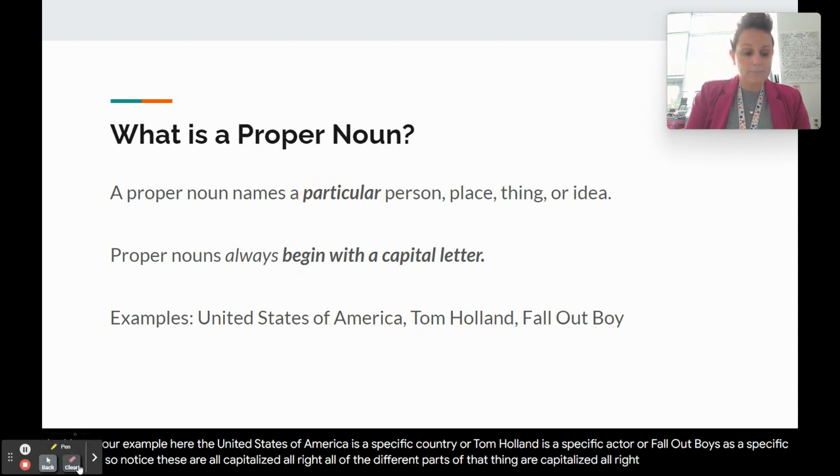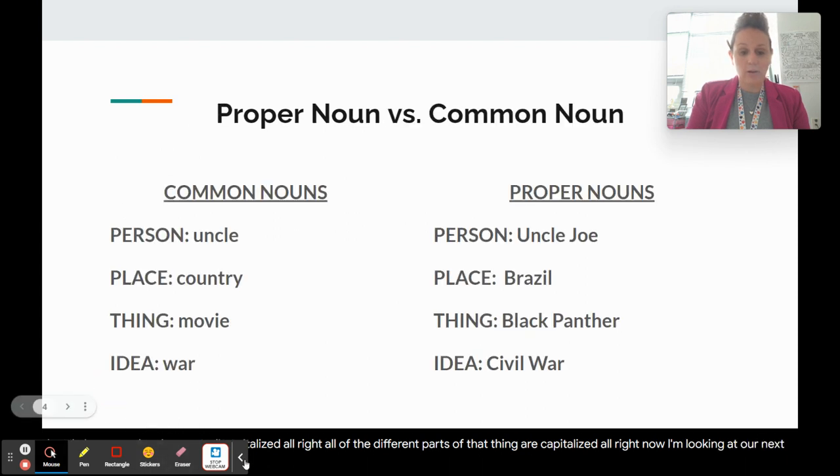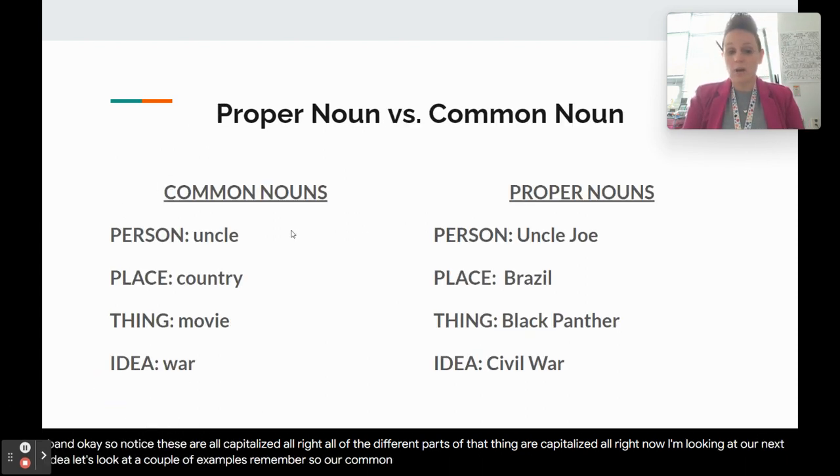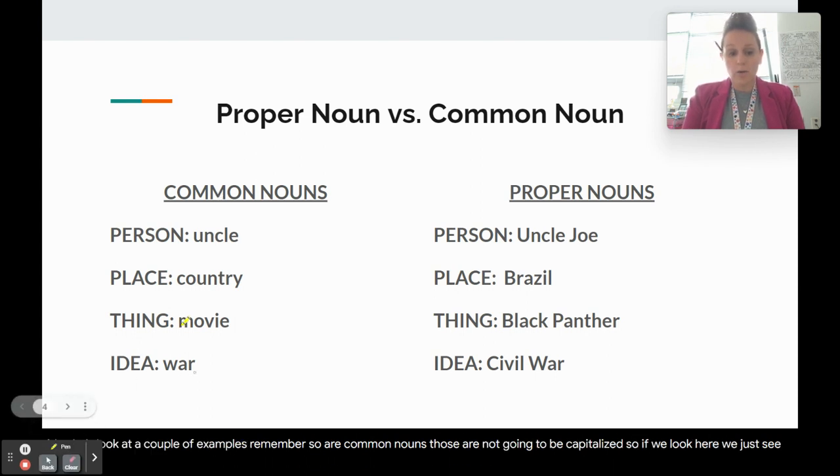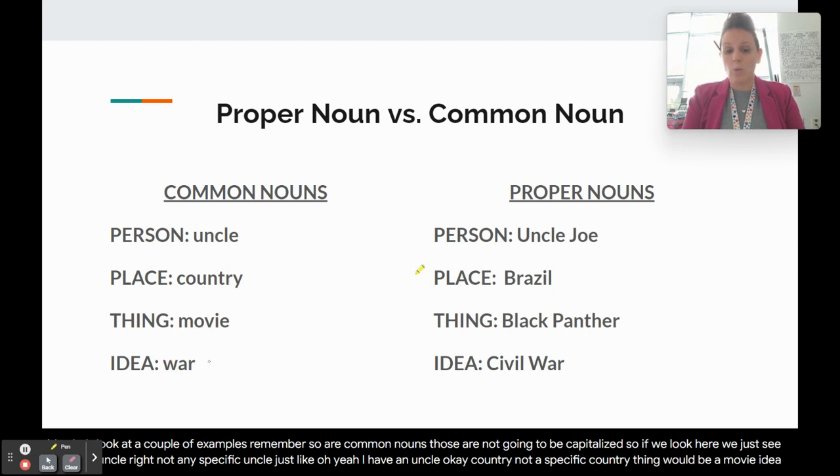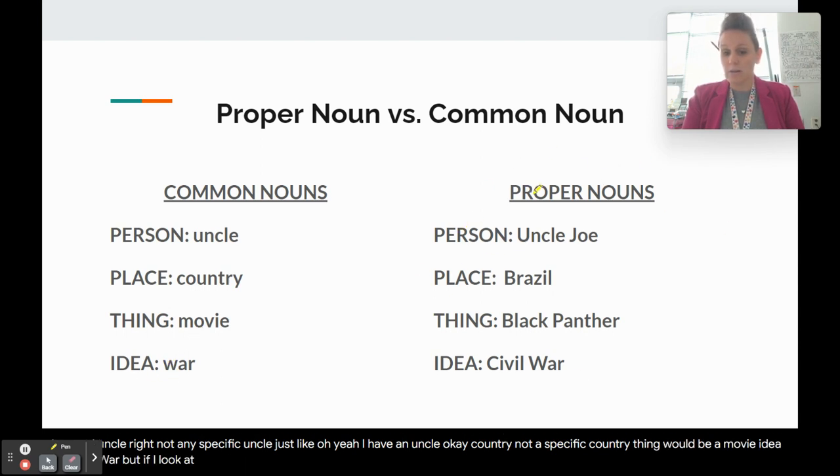All right, now looking at our next idea, let's look at a couple of examples. Remember, our common nouns are not going to be capitalized. So if we look here, we just see the word uncle. Not any specific uncle, just like, oh yeah, I have an uncle. Okay. Country, not a specific country. Thing would be a movie. Idea would be war.